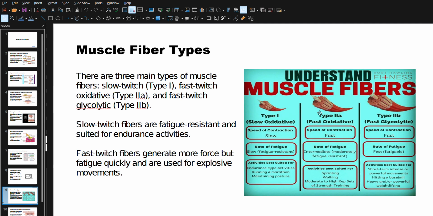Glycolytic, what is this? We will see type 2B. Speed of contraction will be fast here, and the rate of fatigue will also be fast, and activities like short-term intense or powerful movements, hitting a baseball, or heavy, powerful weight lifting use this type. So these muscle fibers act according to the need.